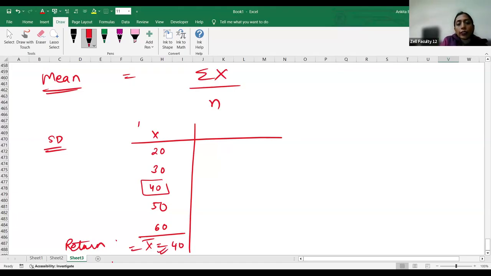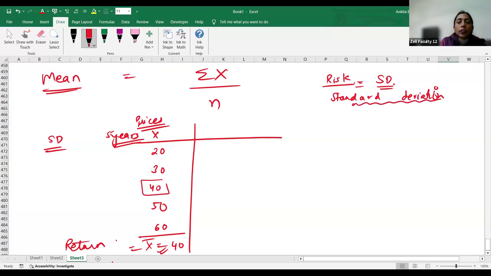Or if I say that these are the stock prices in the last 5 years, then I can say on an average, the price of the stock in the last 5 years is 40 rupees. Now I want to find the risk concept. So the risk concept is known as standard deviation.